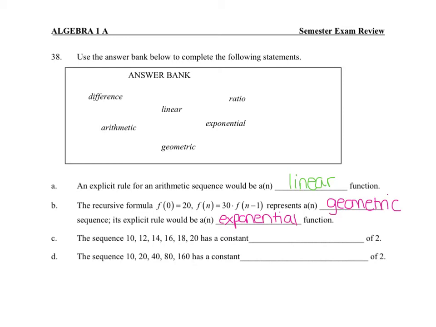The sequence 10, 12, 14, 16, 18, 20. We can see this is adding 2, adding 2, adding 2, and so on, so it has a constant. Because this is arithmetic, it has a constant difference of 2. Finally, the sequence 10, 20, 40, 80, 160, where it's multiplying by 2 each time, has a constant blank of 2. Because it's multiplying, that means it's geometric and therefore has a constant ratio of 2.